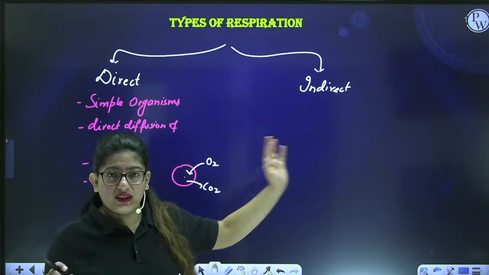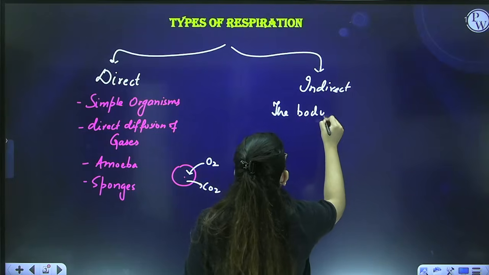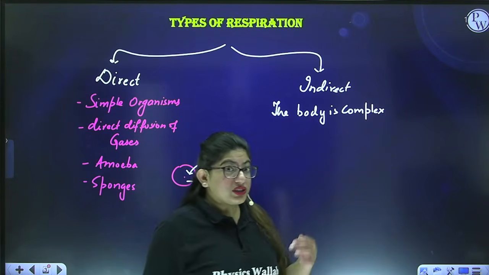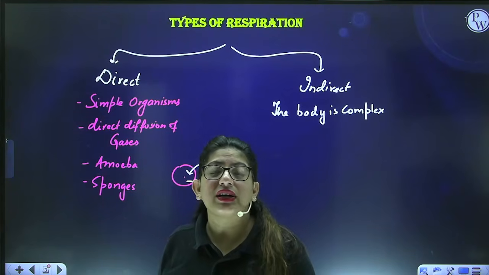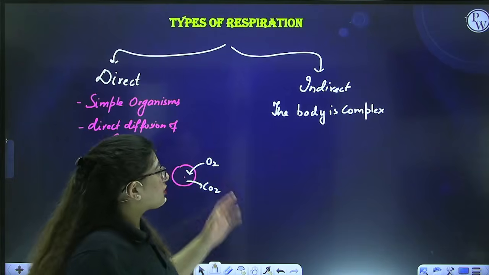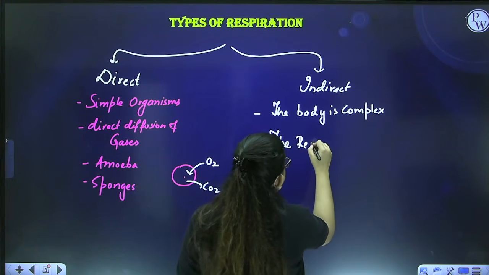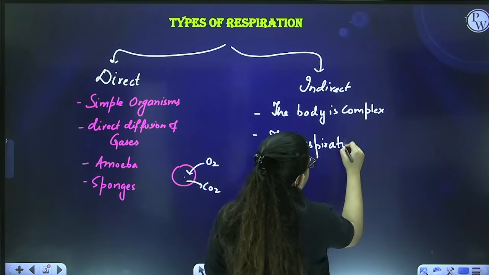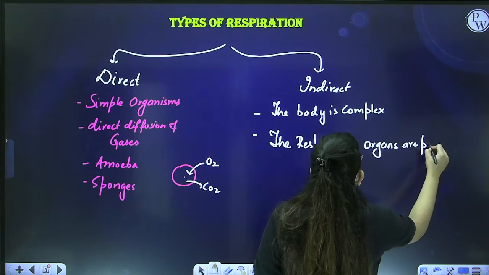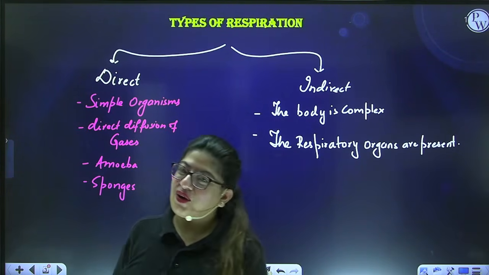Whereas in the indirect one, the body is complex. Imagine in us. First of all, there will be exchange of gases in the lungs, and then from the lungs, the oxygen will go to your body tissues, and this is how respiration takes place. So the body is complex, and the breathing or respiratory organs are present.